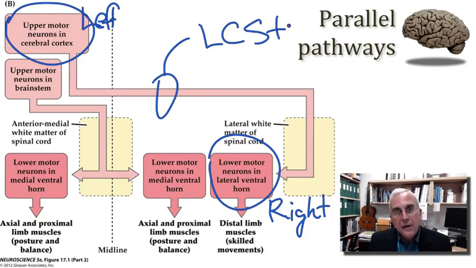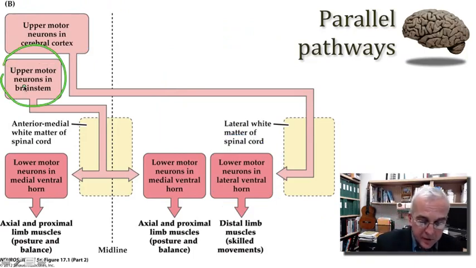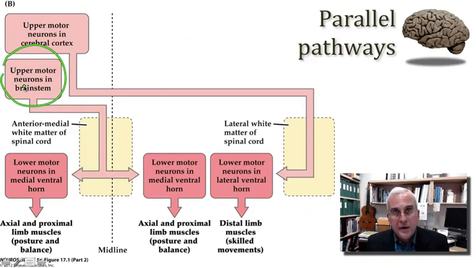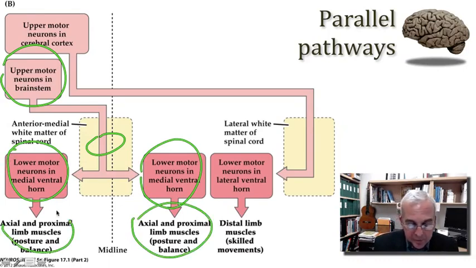Okay, so the lateral components of our upper motor neuronal pathways in the spinal cord relate to the lateral part of the ventral horn, which is concerned with skill. Now, let's talk about the upper motor neurons of the brainstem. These neurons are sending axons down through the white matter of the spinal cord, but mainly in this anterior and medial part of the white matter of the spinal cord. And these axons govern the output of the circuits that we find in the medial part of the ventral horn that are mainly concerned with axial and proximal limb muscles.